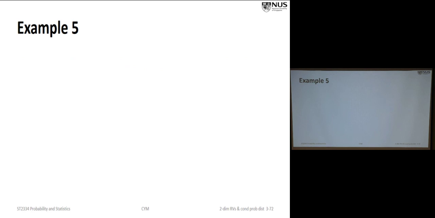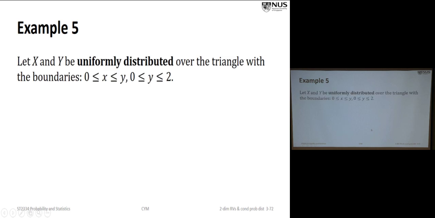Okay. Now, let's move on to a similar example, but we are not given explicitly what the f of xy is. We are just told that x, y are uniformly distributed over a triangular area bounded by this. So there are two things here. First of all, you must be able to identify the region. This region is bounded by all these 4 inequalities. What are the 4 inequalities?